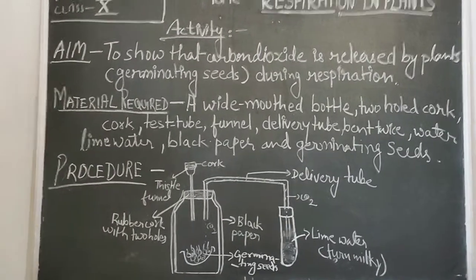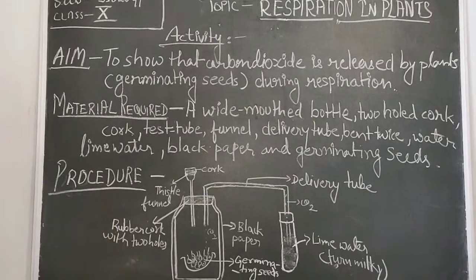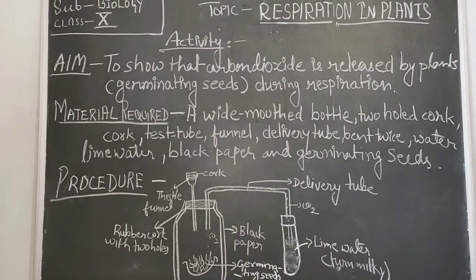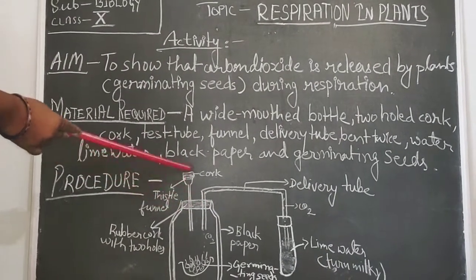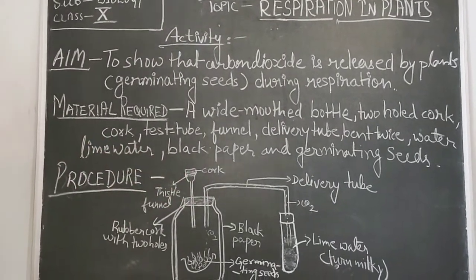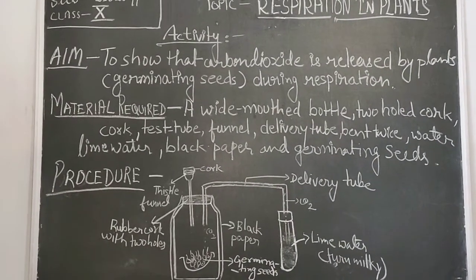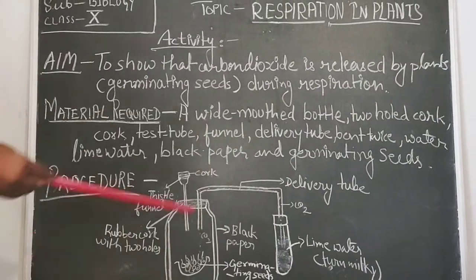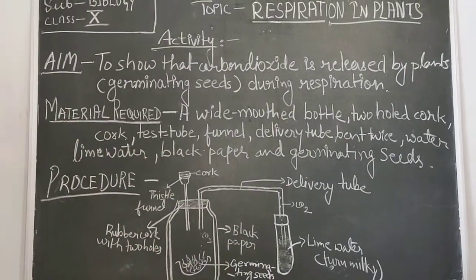So we fix the thistle funnel in one hole and close the opening with a cork, whereas in the second hole we insert a delivery tube bent twice. This is the delivery tube and this is the thistle funnel kept here. Now we place the free end of the delivery tube in a test tube filled with water. Here you can see the delivery tube is put in the test tube filled with water.